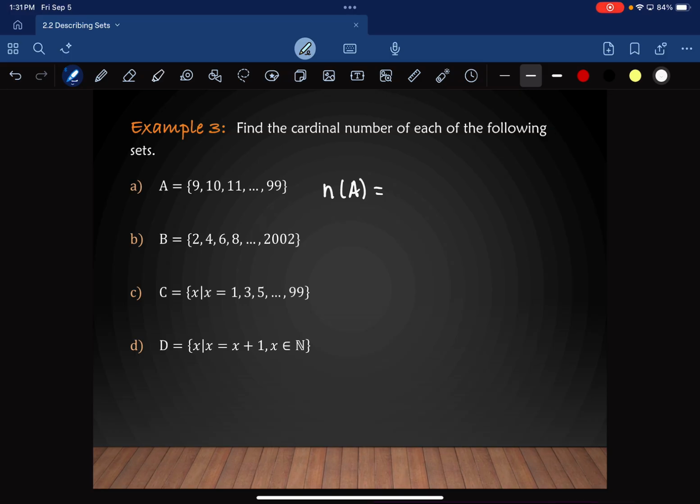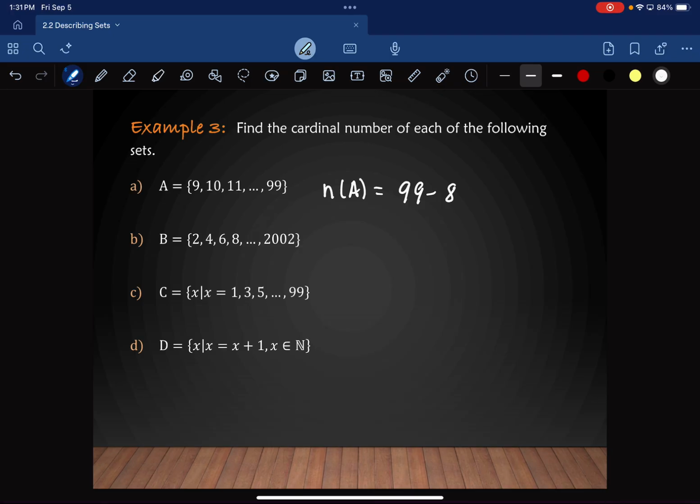Subtract? What do you want to subtract, Jordan? 99. You are so close. 99 minus 9 is almost right. It's 8. It's 99 minus 8. And here's why. 9 is in the set. We don't want to subtract it out. So we subtract the value that came before it.